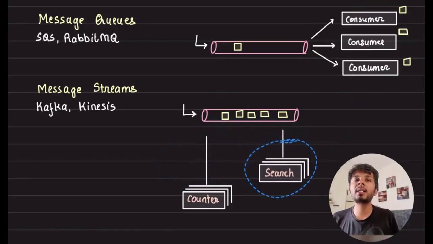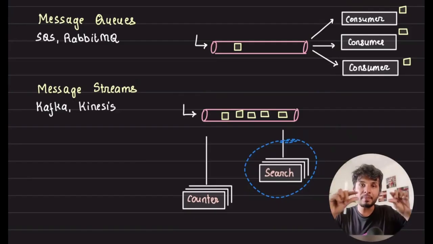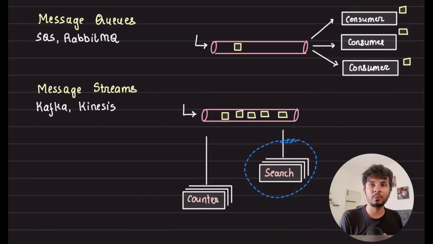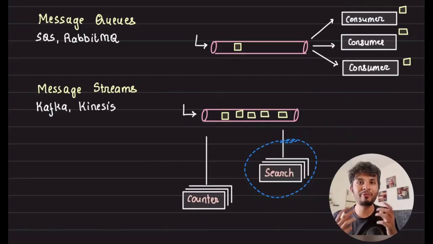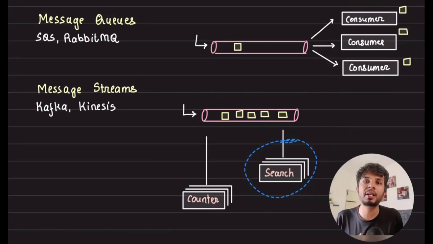This is how you can understand the difference between message queues and message streams. The same set of messages in message streams are iterated by different types of consumers, which makes it really fancy for you to build a lot of great systems. That's why you see Apache Kafka seeing massive adoption out there, right?